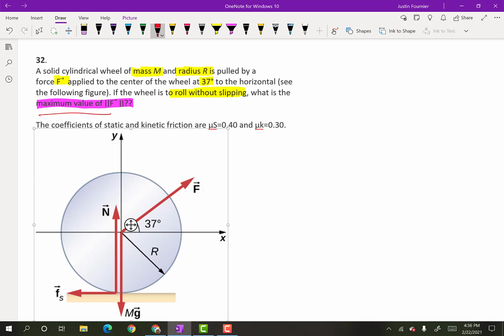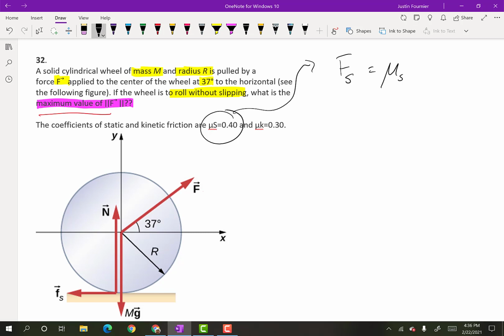And so if I'm saying that, then this is Fs max, and I can use this coefficient of static friction. So here's already going to be my first equation. I'm just going to call it Fs, just for simplicity's sake, because this is going to get kind of crazy. So it's going to be mu s, 0.4, which I know, times the normal force.